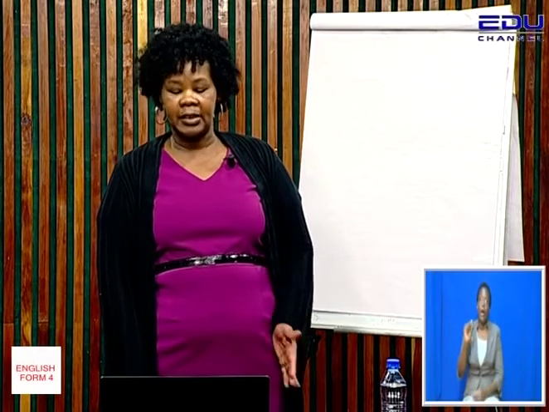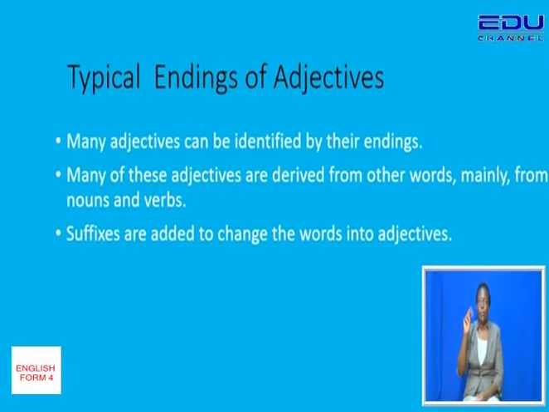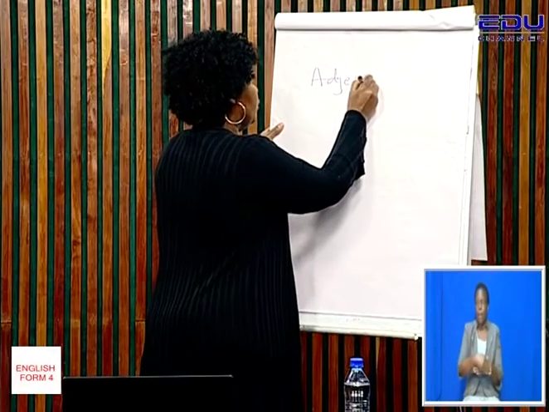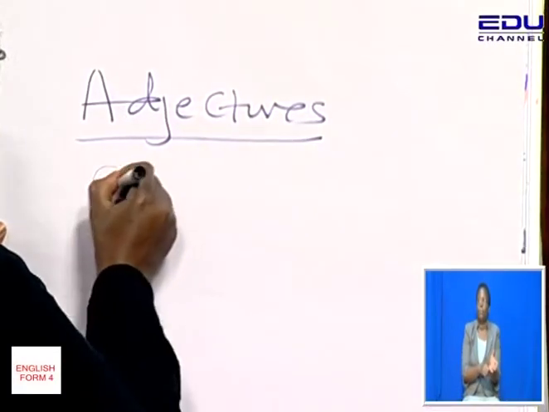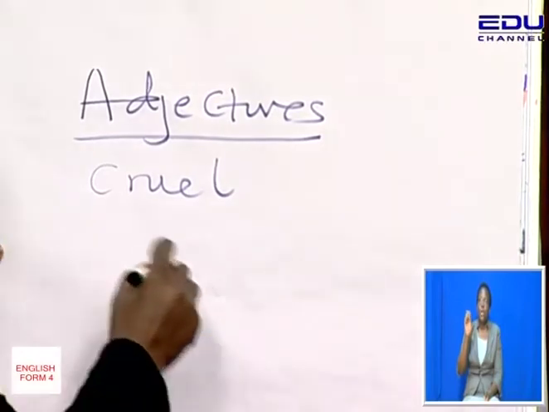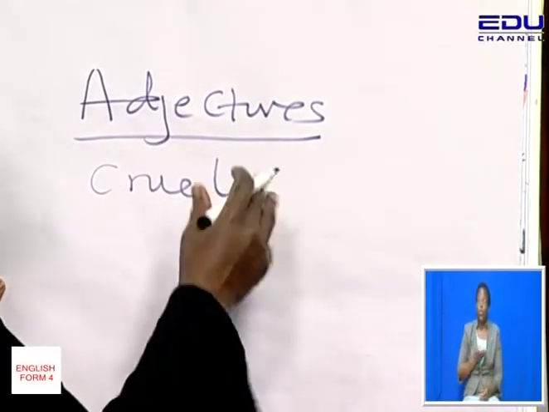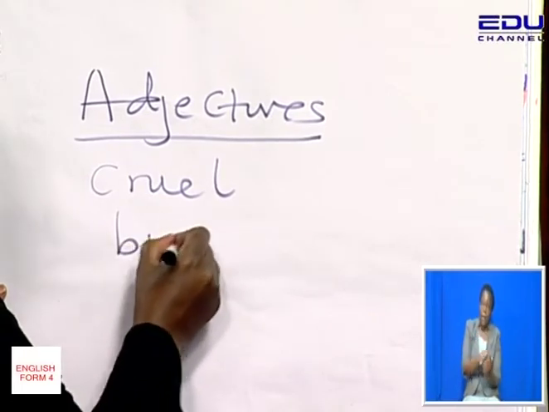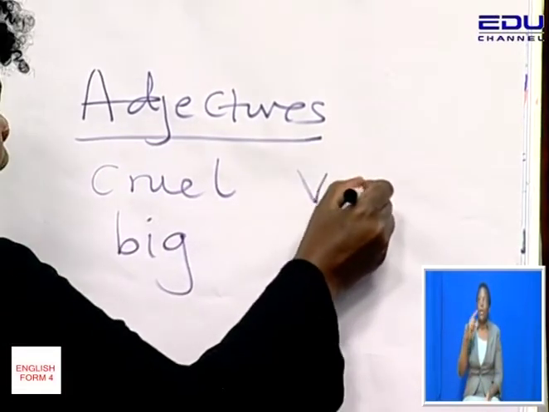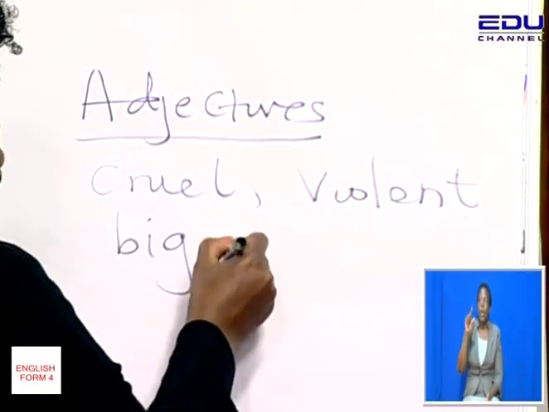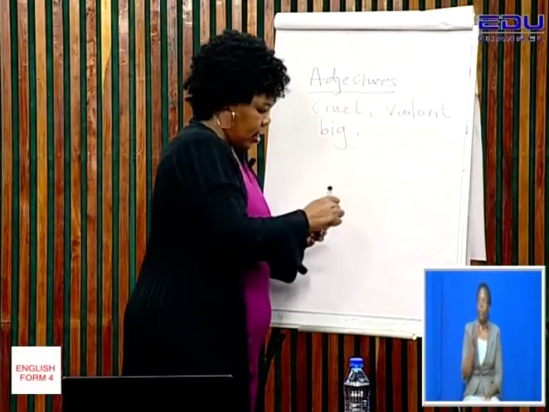So now we'll turn to our topic, and we are looking at typical endings of adjectives. Many adjectives can be identified by their endings, but we also have a big number that you may not recognize by their ending. We have words that do not have an ending, like cruel. It's complete on its own, no need for adding an ending. We have a word like big. We have a word like violent, and many more. Those are just a few examples.